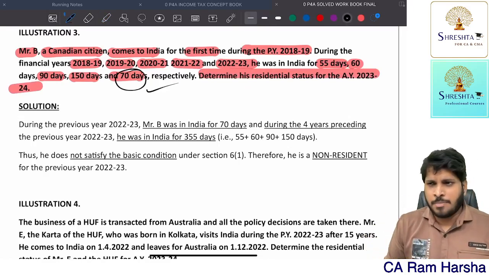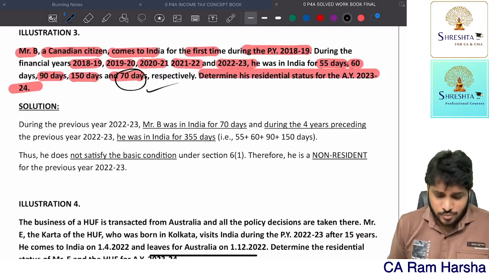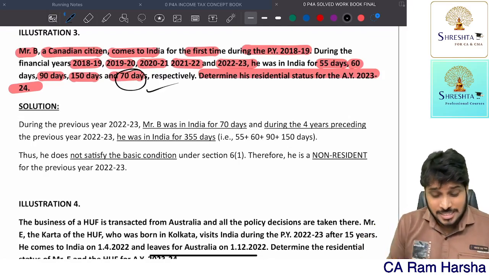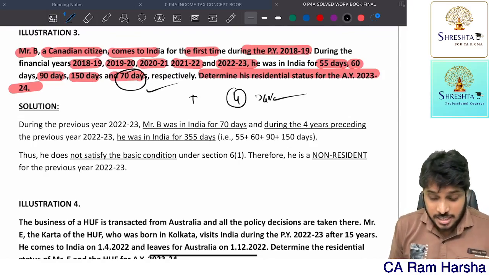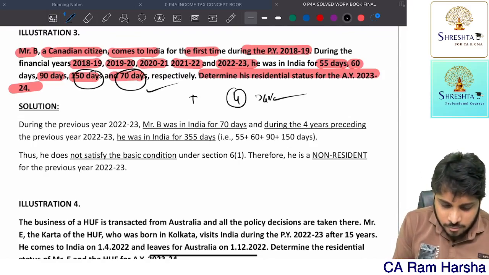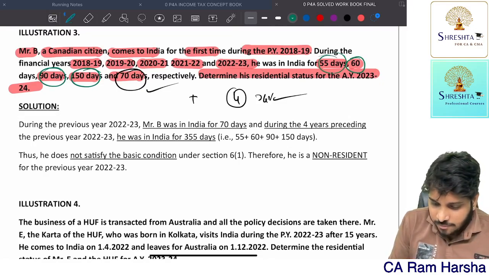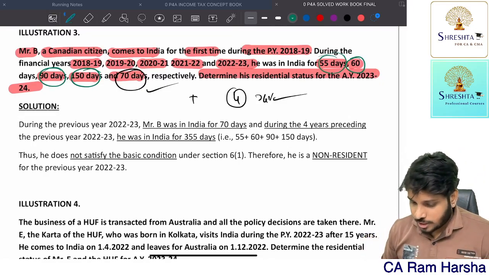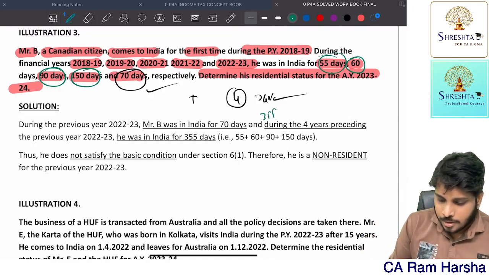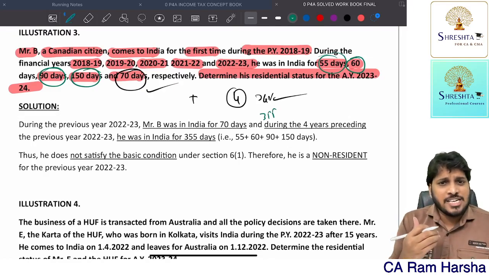No. B2 condition. B1, 182 not satisfied. So 70 days he stayed, not more than 60 plus. In the past 4 years, the 365 condition should be satisfied. Past 4 years means what? 150. Past 4 years I'll highlight with the green color. 150, 90, 60, 55. How much is it? Getting it? 150, 90, 240 plus 60 plus 55. It is 355 only. Less than 365. Basic condition 2 not satisfied.